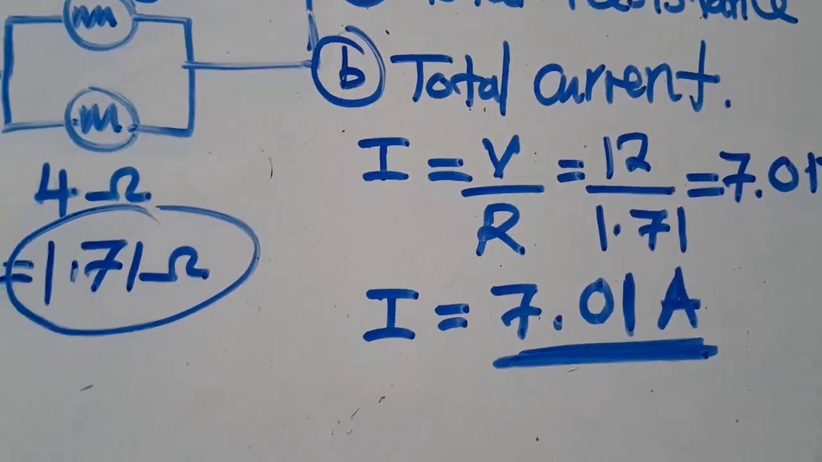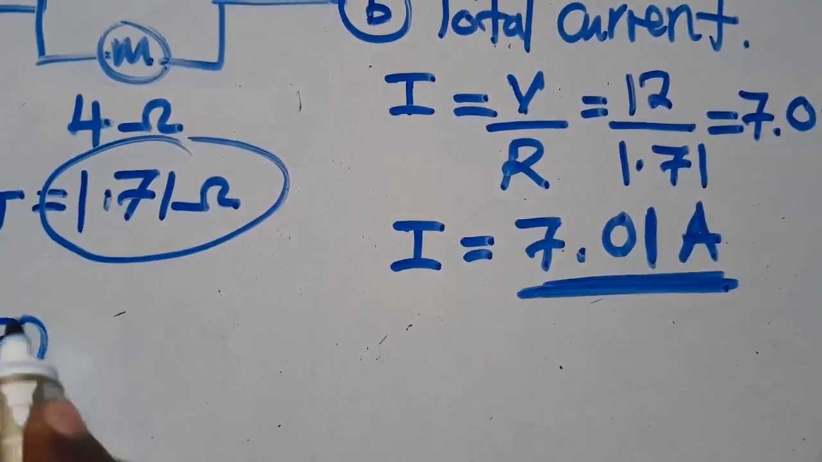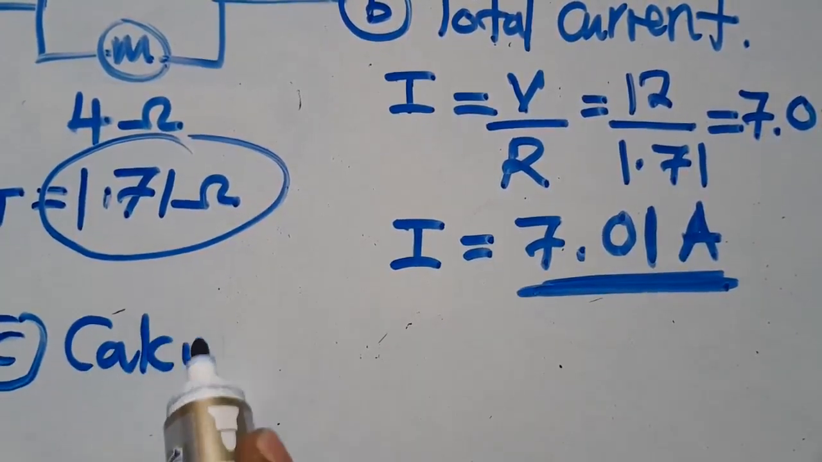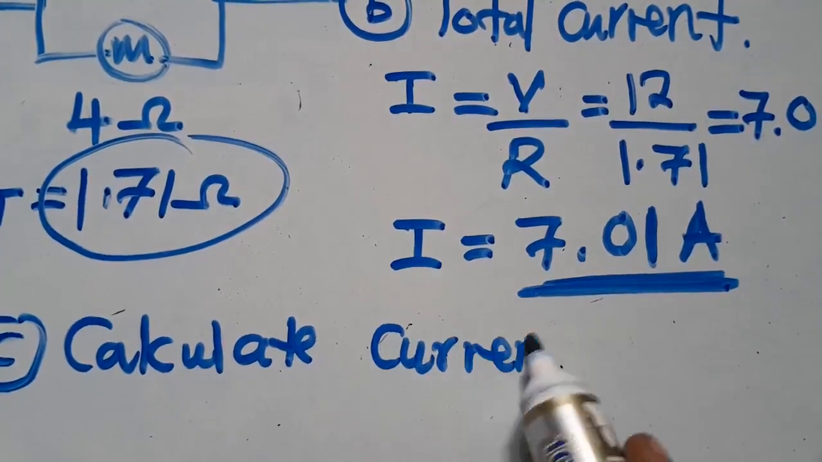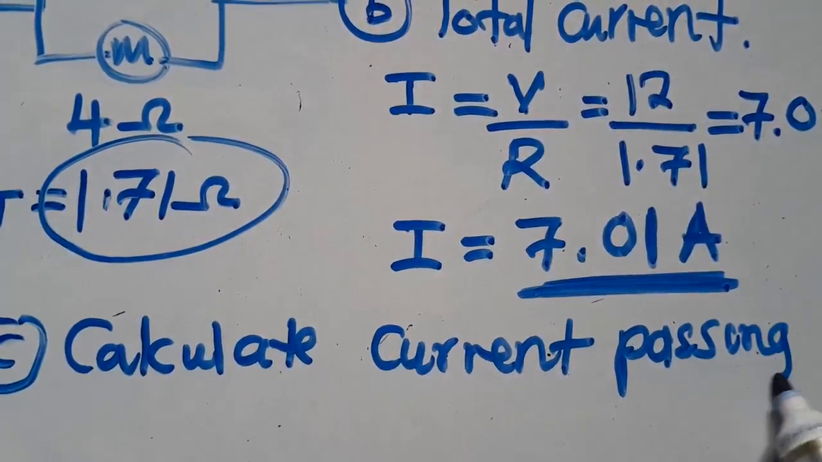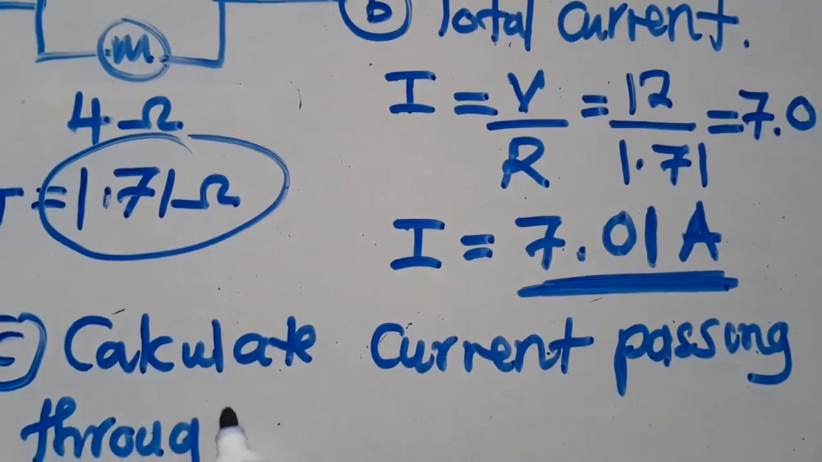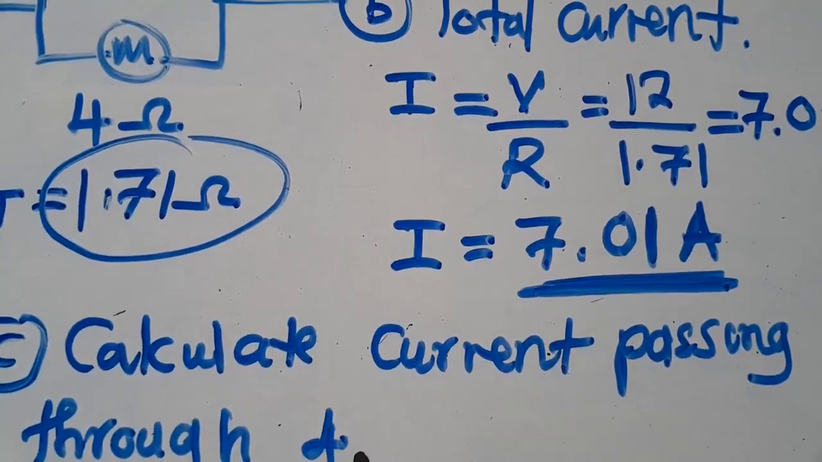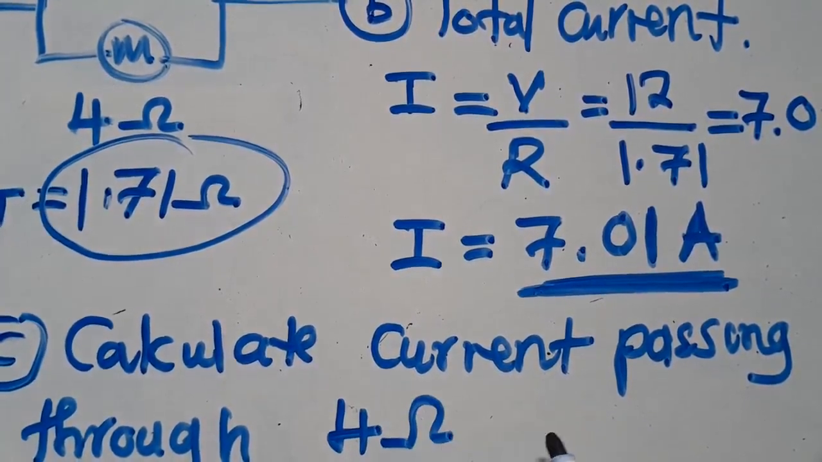What if you are given a question? This is another question that we have. Question C is saying calculate the current passing through the 4 ohm resistor.